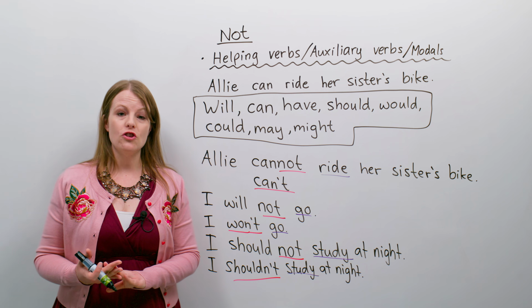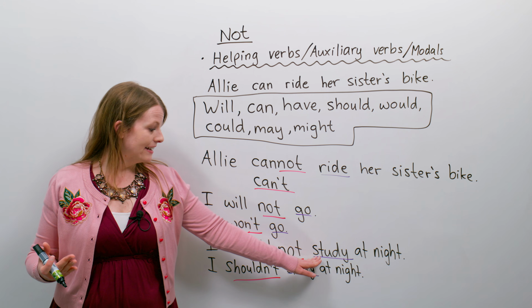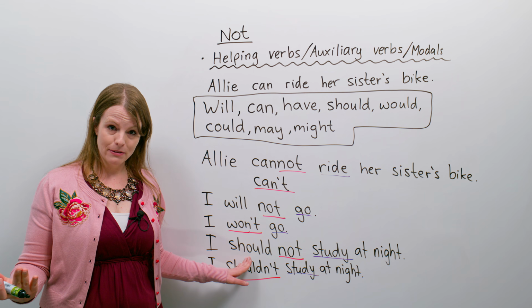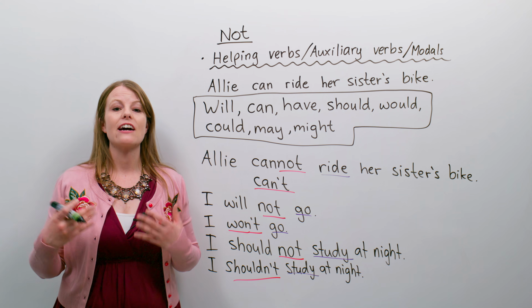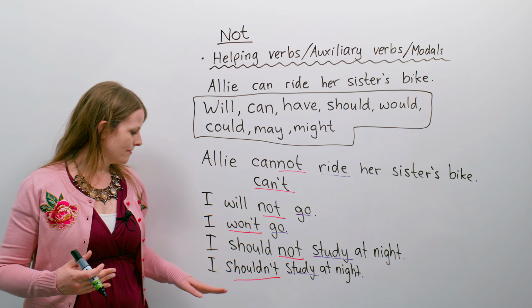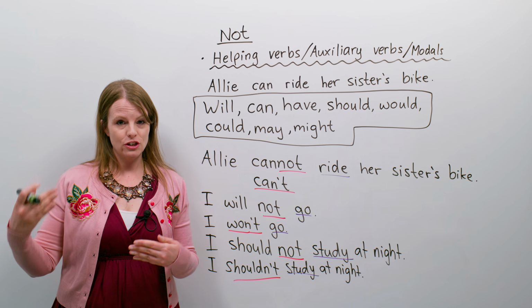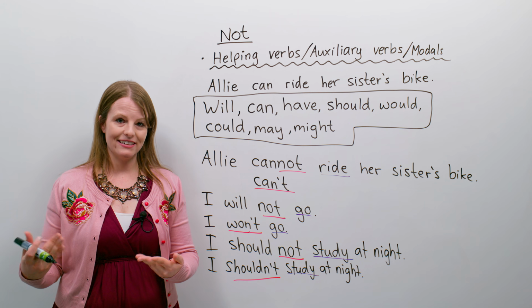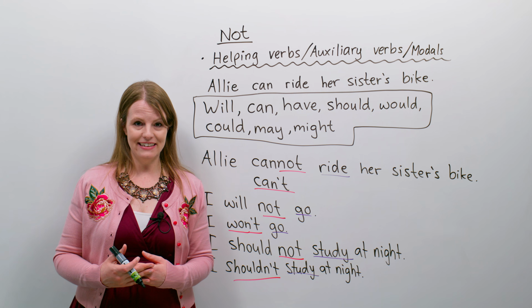We can do the same with should. I should not study at night. Study is the main verb. Should is the helping verb. Not goes right after should. I should not study. We can also say, if we use a contraction, should not together becomes shouldn't. I shouldn't study at night.